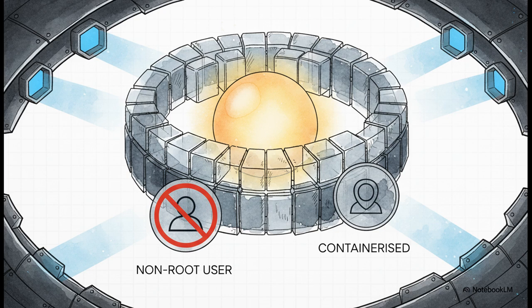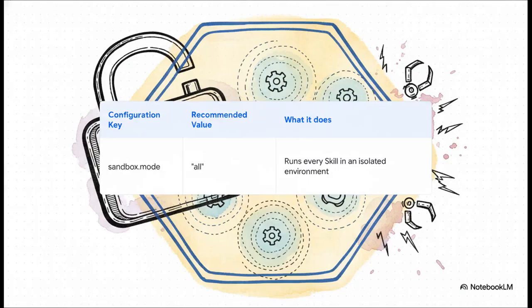We apply that exact same logic here. Put it in a container, run it as a low-privileged user, and only give it the bare minimum permissions it needs to function. And OpenClaw has a magic switch for this. You just set sandbox.mode to all.